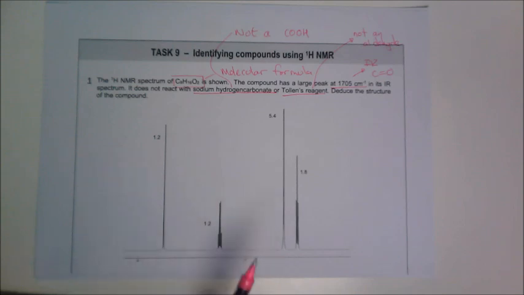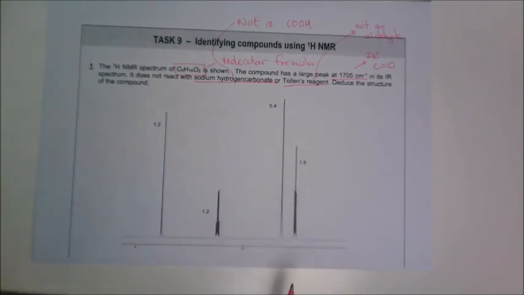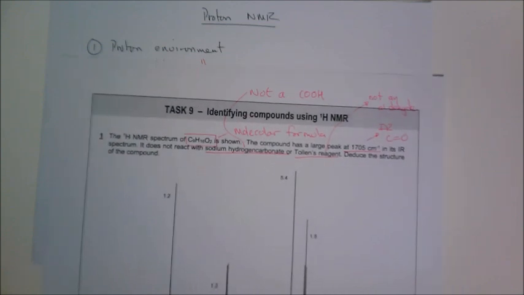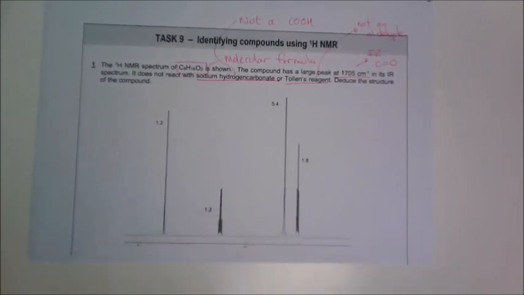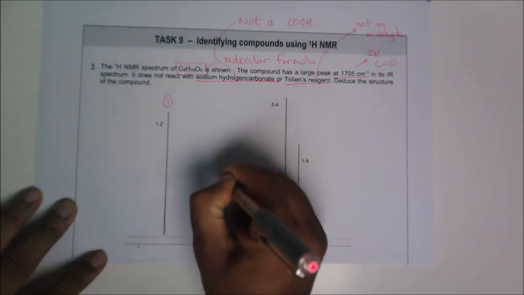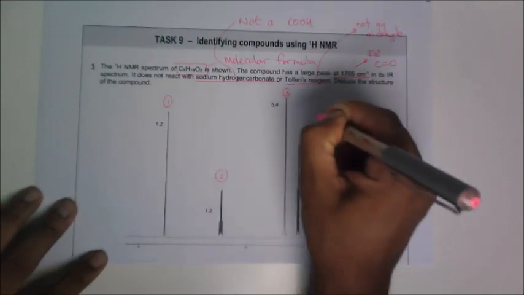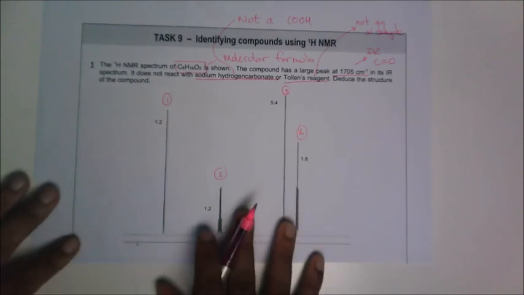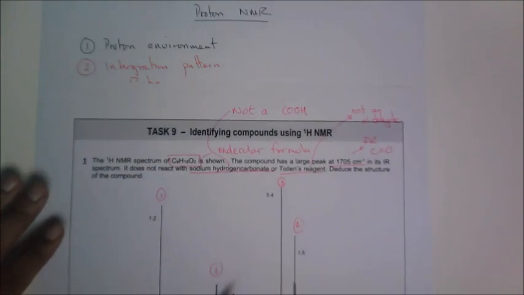Now we've got this spectra. You can tell it's proton environments from the low chemical shifts. The first thing you want to be looking at, like I said, is the number of proton environments. We can see that there's 4 proton environments. You've got 1, 2, 3, 4. So that's 4 proton environments. Then we need to look at the integration pattern.